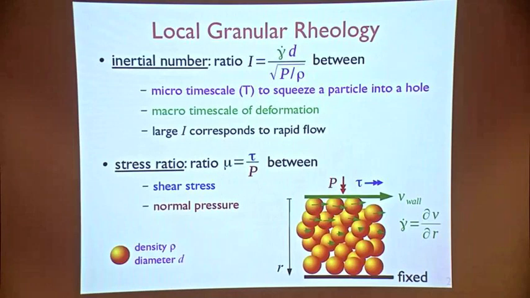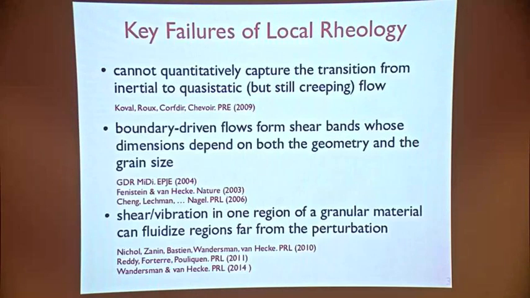However, this doesn't work as well as you might like in some peculiar circumstances that I think are very interesting. Some key failures of that viewpoint: the transition from faster inertial flows into much slower and even creeping flows doesn't work very well. Doug Jerolmack gave us some nice ideas about where that transition really matters in Earth system flows. Another problem is that when you drive flows from the boundary, you get shear bands, and the shear band dimensions depend on both the geometry and the grain size. There's something weird going on there, and that's been seen by lots of groups.